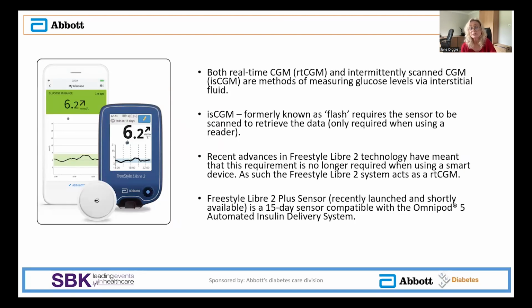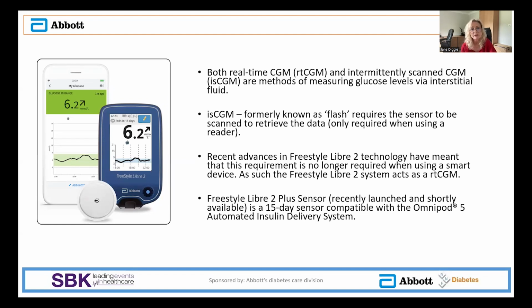Both real-time and intermittently scanned CGM are methods of measuring glucose level via interstitial fluid, and we'll come back to what we mean by that shortly. Intermittently scanned CGM was sometimes referred to as flash glucose monitoring, and this is when the sensor did have to be scanned in order to retrieve data. But as I said, that's no longer a requirement if using a smart mobile phone device.